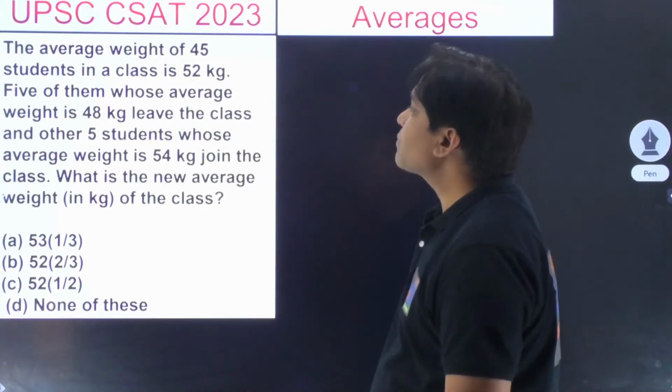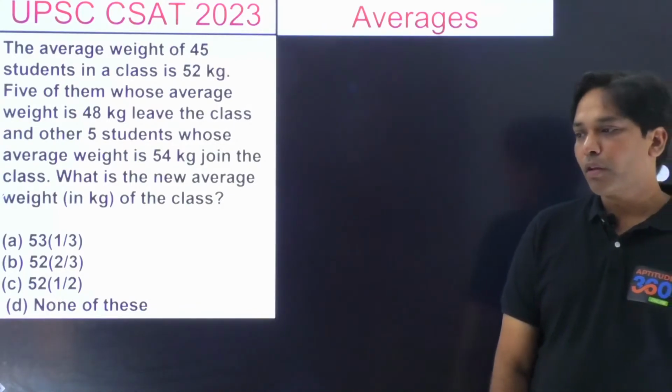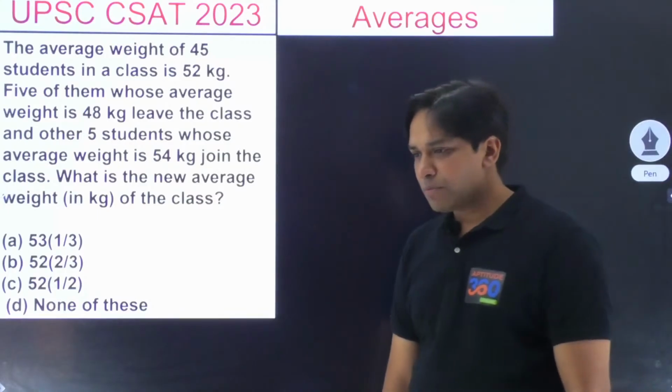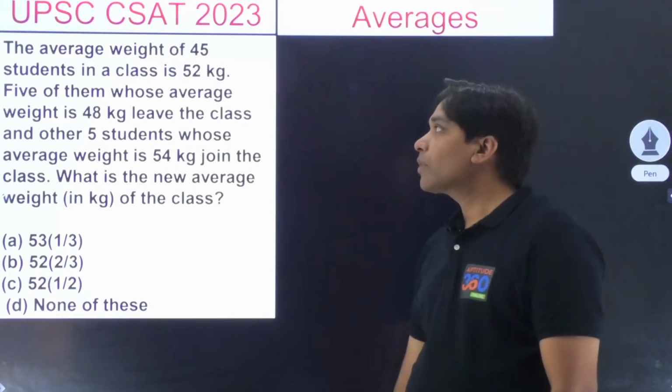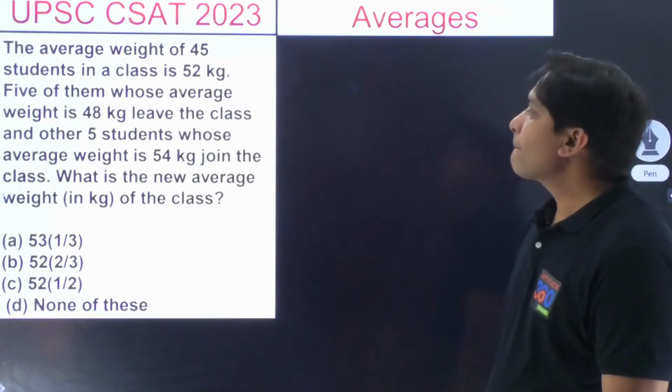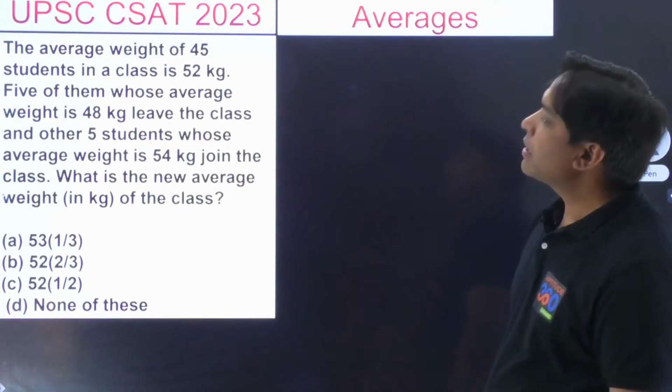Average weight of 45 students in a class is 52 kilogram. Thank you, Muskan. Thank you so much. So the average weight is 52.